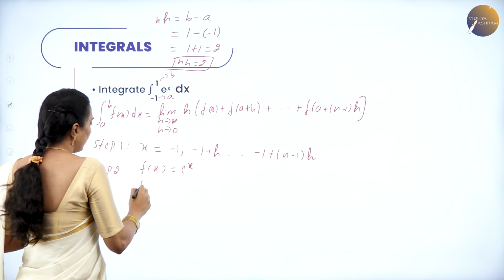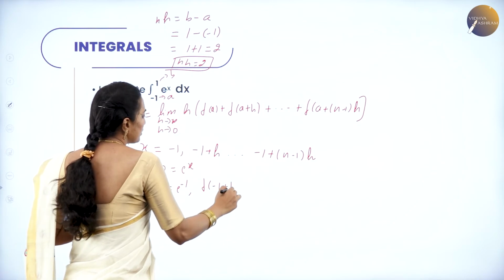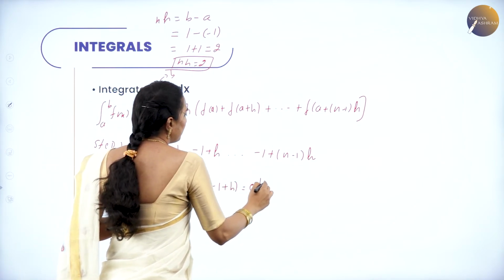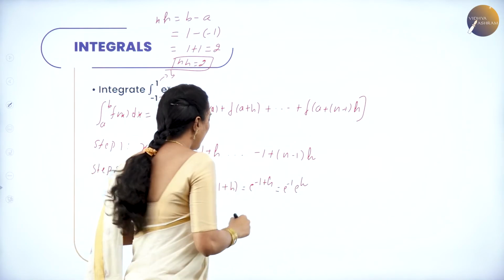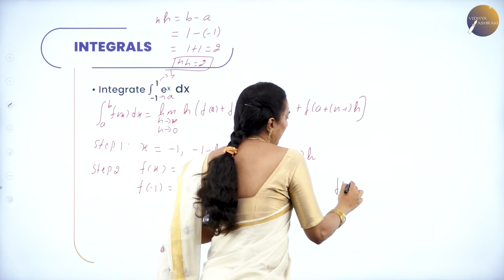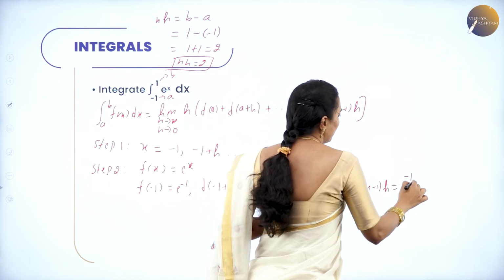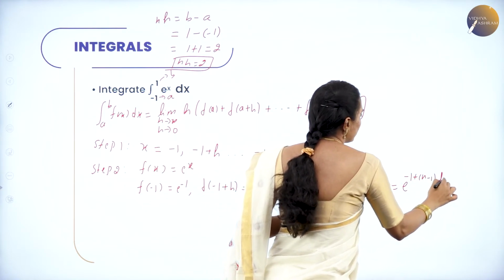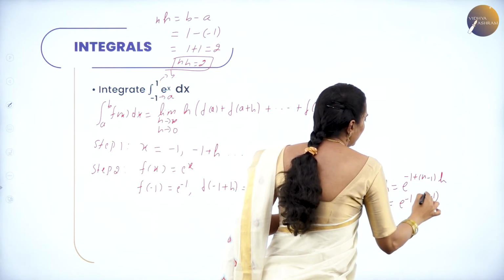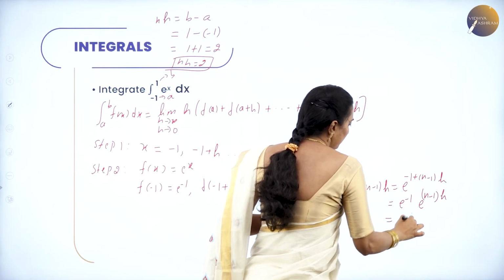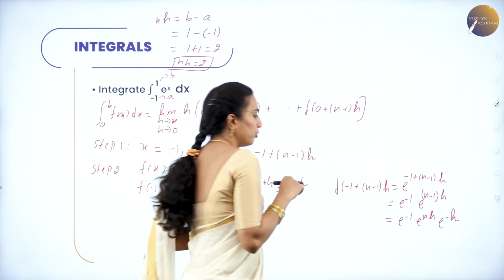Now therefore, f of minus 1 is nothing but e power minus 1. F of minus 1 plus h is nothing but e power minus 1 plus h, which can be written as e power minus 1 into e power h. Again, f of minus 1 plus n minus 1 into h is nothing but e power minus 1 plus n minus 1 into h, which can be written as e power minus 1 into e power n minus 1 into h, which also can be written as e power minus 1 e power nh into e power minus h. I hope you are getting this one.